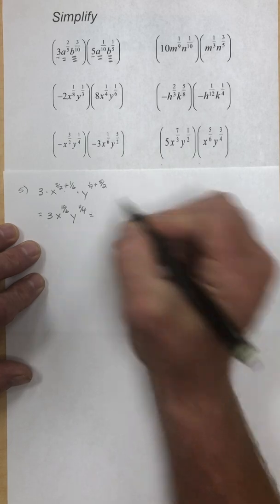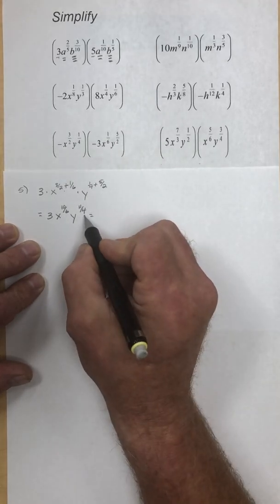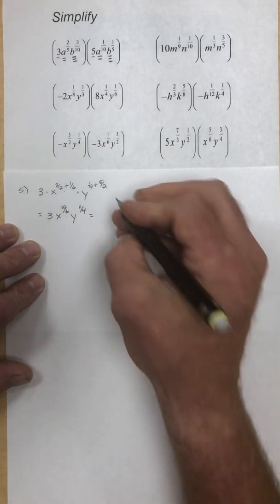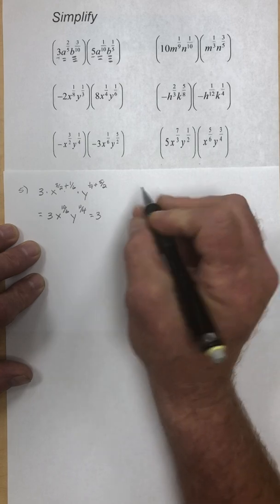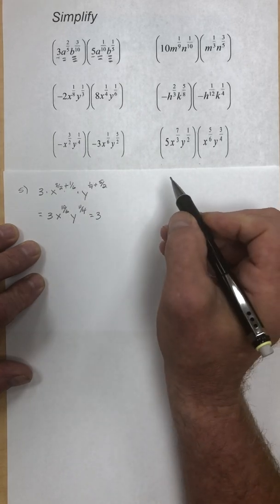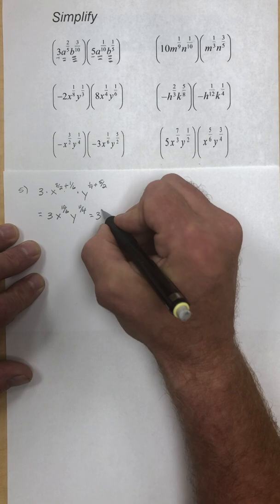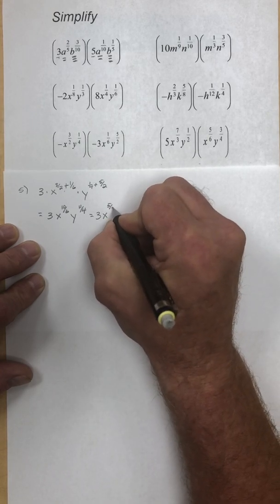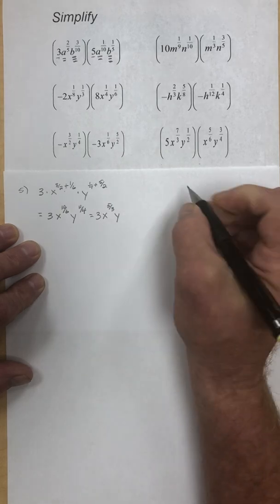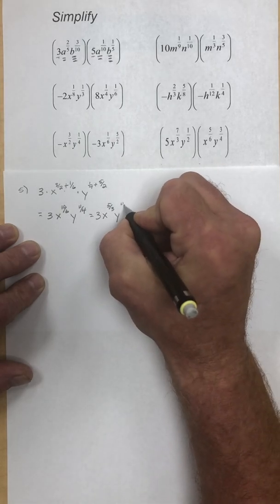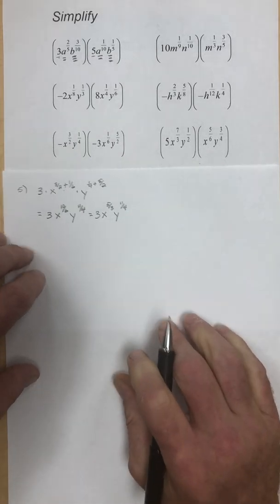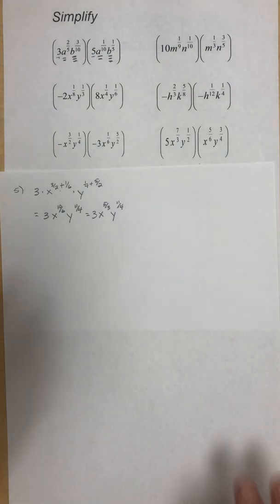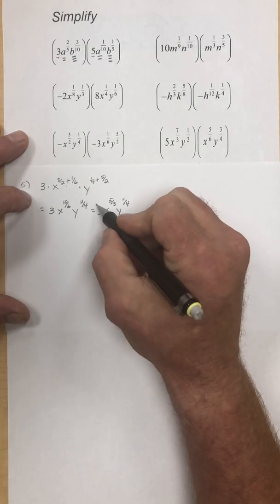Take a look at that: 11/4 is reduced, but 10/6 is not, so I've got to reduce that. Divide them both by 2, and I would get 5/3. So x to the 5/3, y to the 11/4, like that. So that would be your answer in exponential form right here.